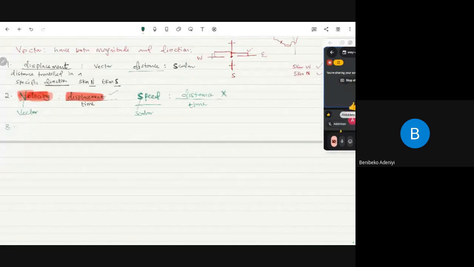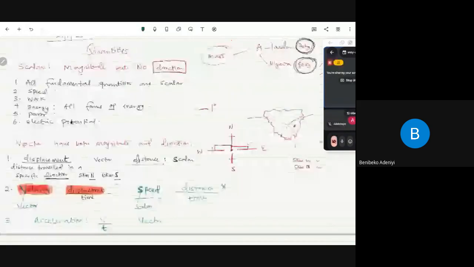Now, look at another quantity, acceleration. Acceleration is velocity over time. And it is what? It is a vector. Let's come to work and another.